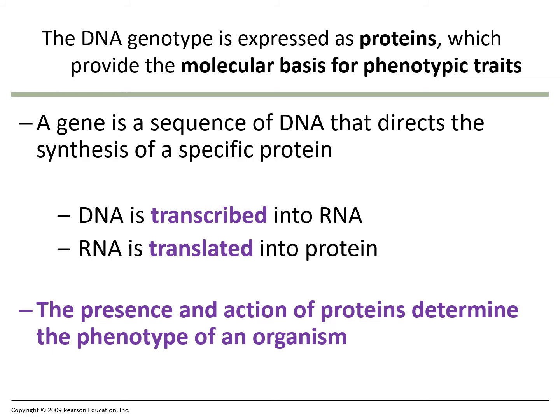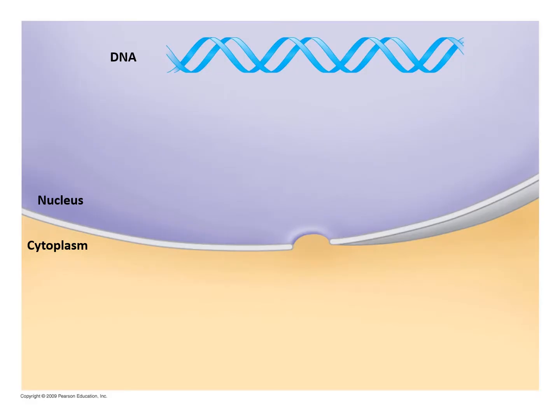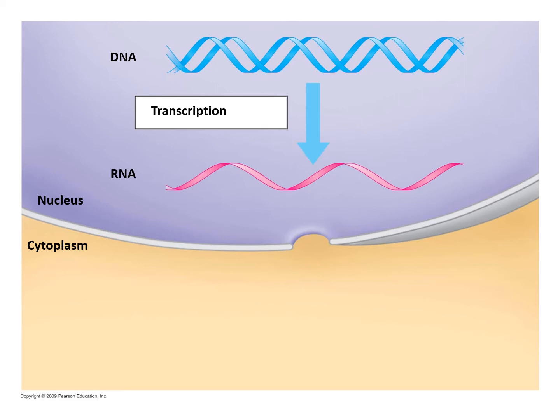Okay, I'm going to stop again there. Okay. So DNA, this purple area here is representing the nucleus, and you could see the DNA double helix up at the top. So first, DNA is transcribed into an RNA strand. And there's your RNA strand shown in pink. And that's called transcription. Write that down. You'll need to know that for the test.